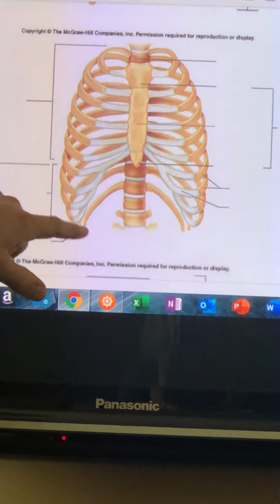This is where we get tennis elbow, out here at the lateral epicondyle. I'm sorry, I said condyle. Medial epicondyle, lateral epicondyle.